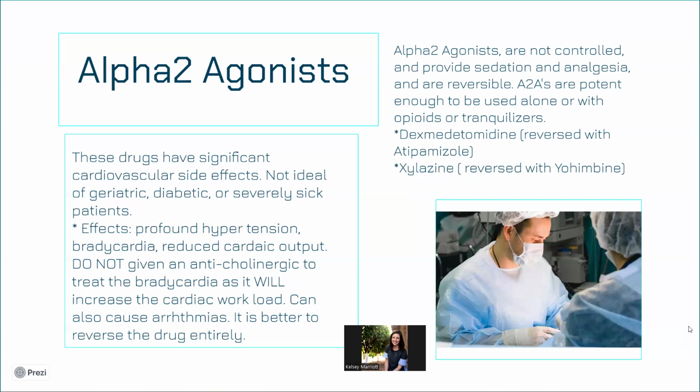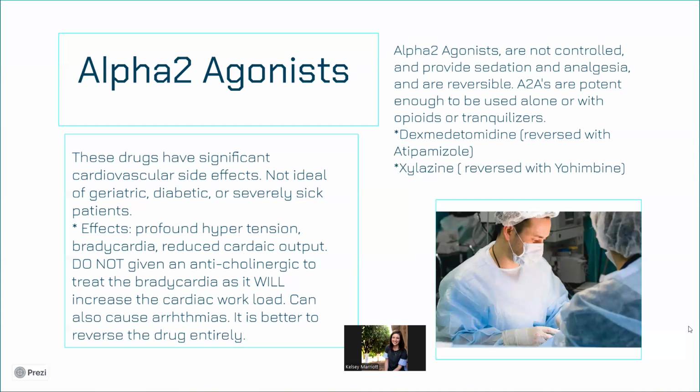The thing we do see when we talk about alpha 2 agonists is if our patient is cardiac compromised, this isn't going to be super helpful. Or if the patient is older or is diabetic, we're going to see some side effects, which the most common ones we'll see are going to be profound hypertension and bradycardic events, and we'll see a lot of reduced cardiac output. So when we're in our anesthesia or surgery room and we start to see a patient having bradycardia, so typically a heart rate around 60 or less, you'd want to communicate that with the doctor.